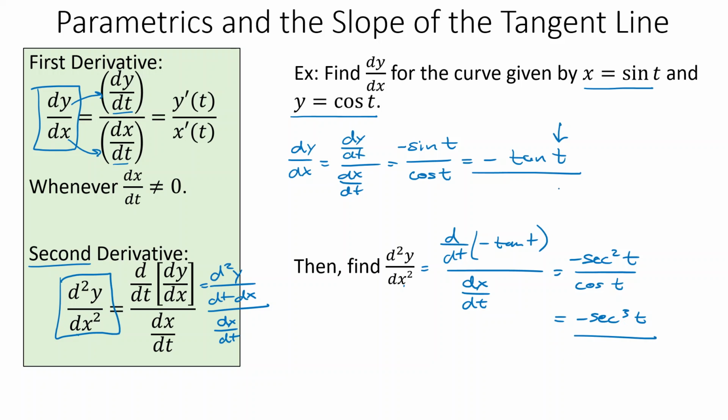All right, so that's how we find derivatives. So remember, divide the two functions, dy dt and dx dt for the first derivative. For the second derivative, we take the derivative of the dy dx with respect to t, and then we divide by another dx dt.